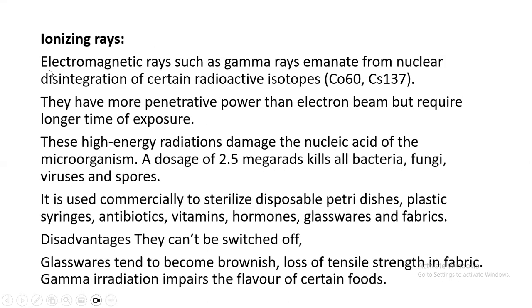Then we have ionizing radiations. Electromagnetic rays such as gamma rays can be used. Radioactive isotopes such as cobalt-60 or cesium-137 can be used. They have more penetration power, so less exposure time is required in case of ionizing radiations. These are capable of killing bacteria, fungi, viruses, and even spores. They are used commercially for sterilization of disposable petri dishes, syringes, antibiotics, hormones, etc.